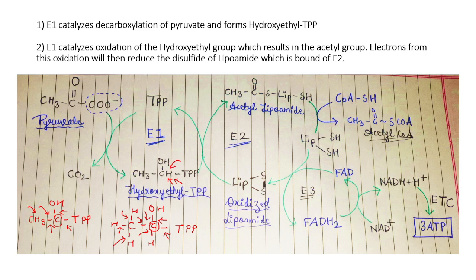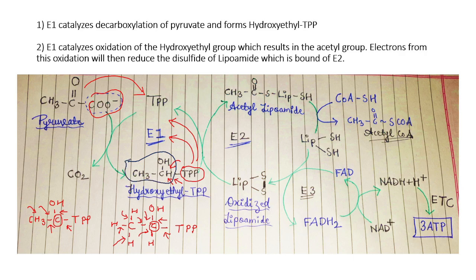Okay. So this TPP will again go and bind with enzyme 1, so that the next cycle of pyruvate oxidation can occur. After the next pyruvate decarboxylation step, whatever is left can be accepted by TPP. So TPP will be returned to enzyme 1. Okay. So now this group is left. This entire group is left.